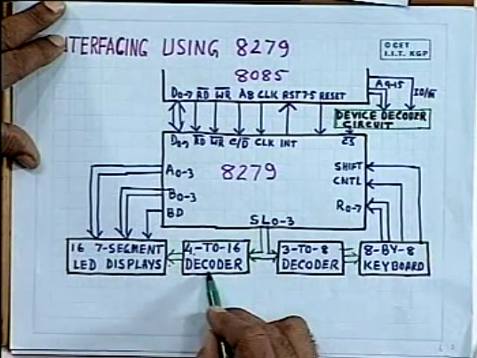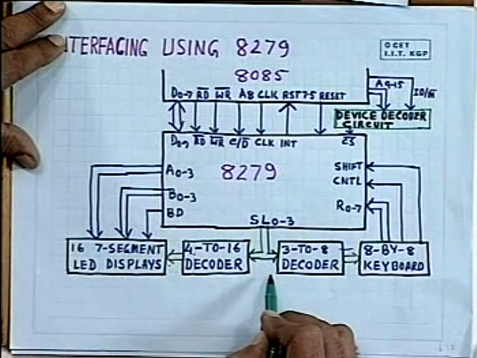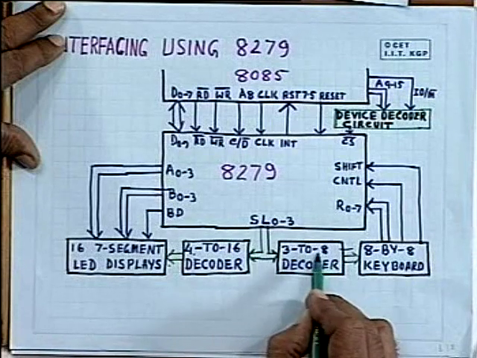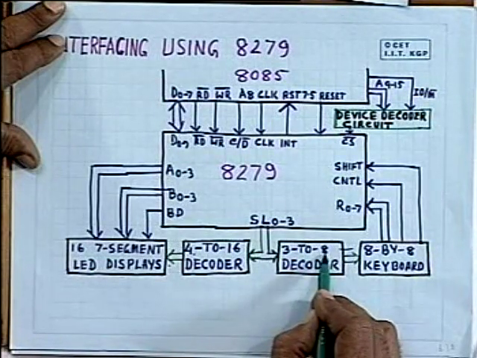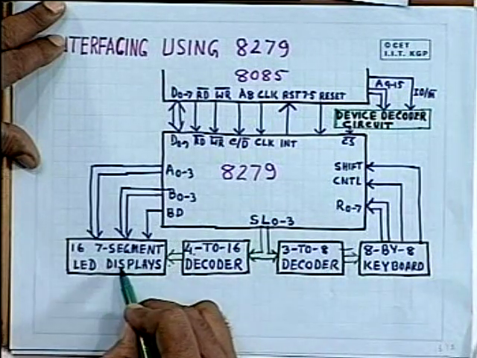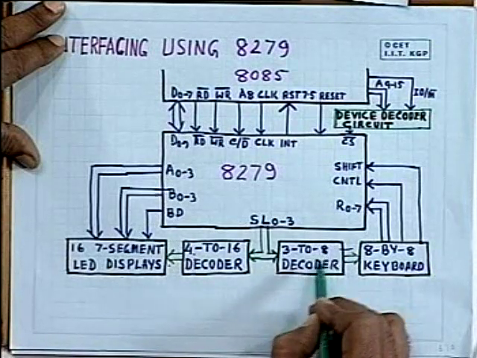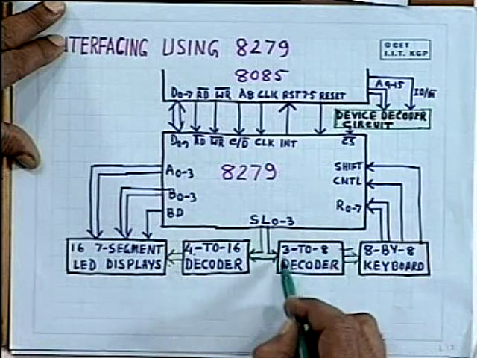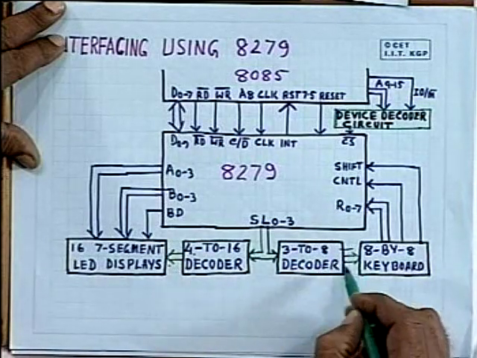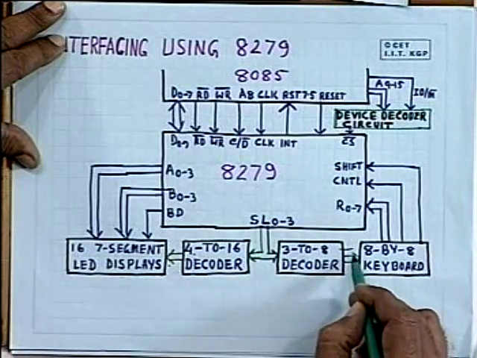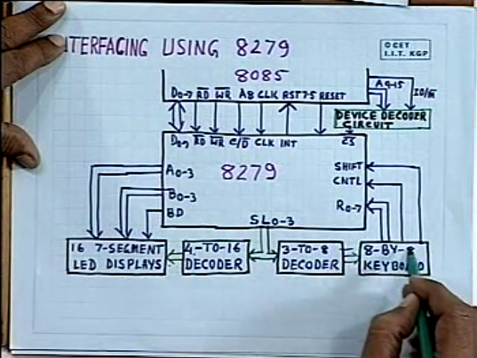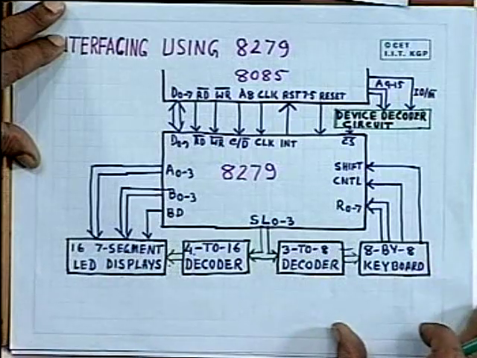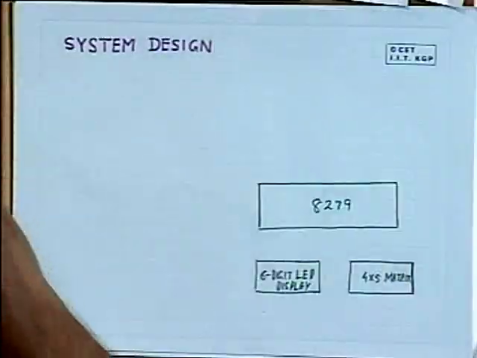So the requirement of decoder will be less here. We can build our system by using a single decoder of 3 to 8, because number of rows is not exceeding 8, number of digits of display is also not exceeding 8. So we can save this particular decoder chip, and we can use only one decoder, and the output of this 3 to 8 decoder will directly go to the keyboard as well as to the LED display. So this can be done in this way.